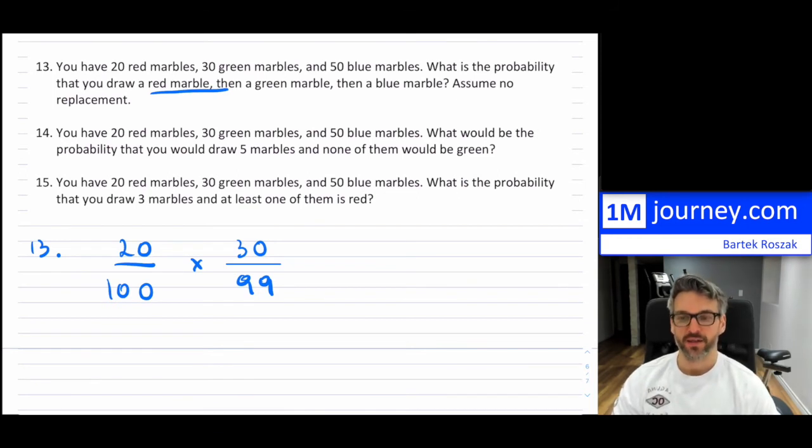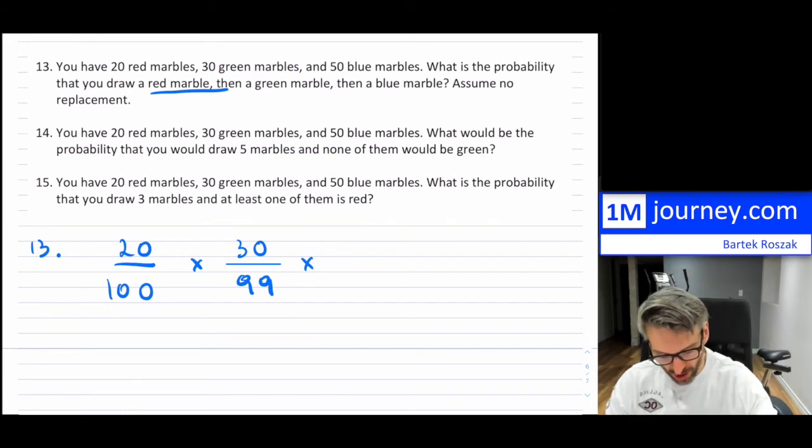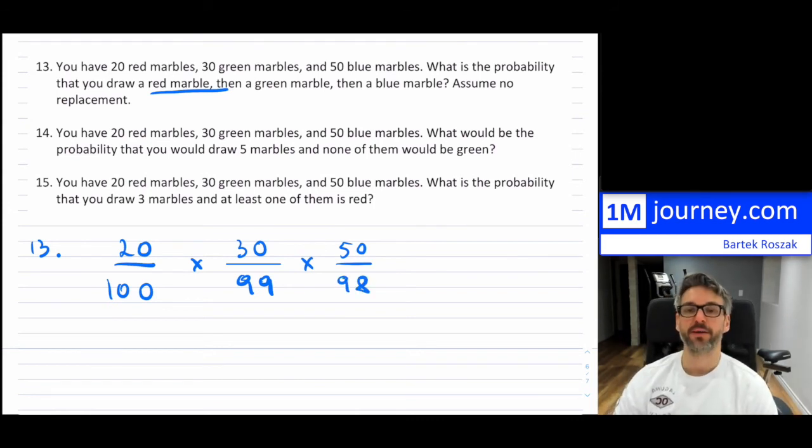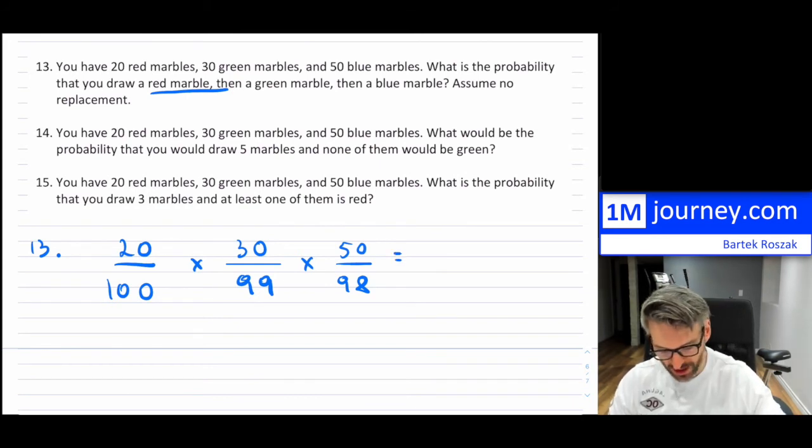Then next, you're going to multiply again, because you're drawing and seeing if you're going to get a blue marble. Now the blue marble, well, there's 50 blue marbles, and you've taken away 2 of those marbles. So there you have it. So that's your probability. Now all you do is multiply these out.